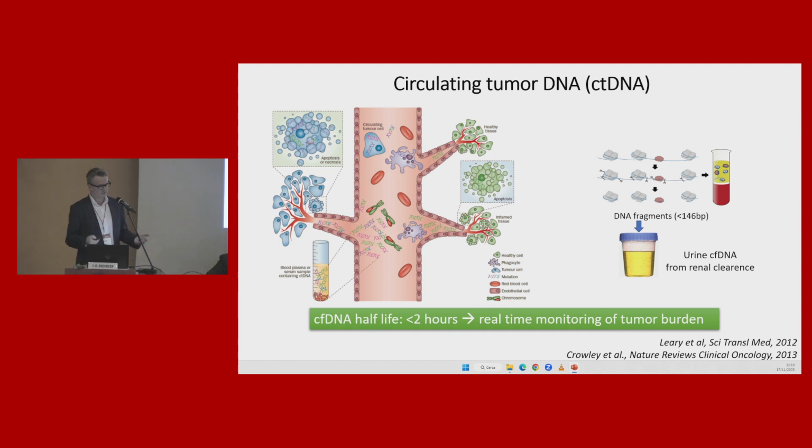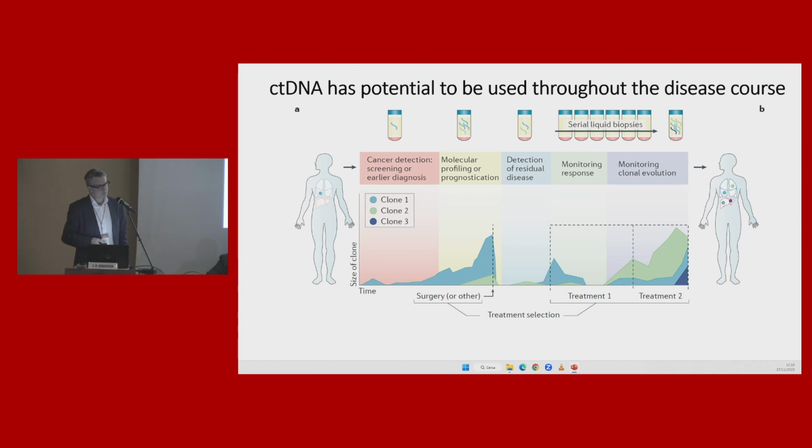That means that we can actually do some real-time measurements of the tumor burden during treatment and after radical cystectomy, for instance. So circulating tumor DNA really have the potential to be used throughout the disease course, as we can see here, from early screening stages here, prognostication just before surgery, for detection of residual disease after surgery and after radical cystectomy, and then for monitoring treatment response during treatment and monitoring resistance also.